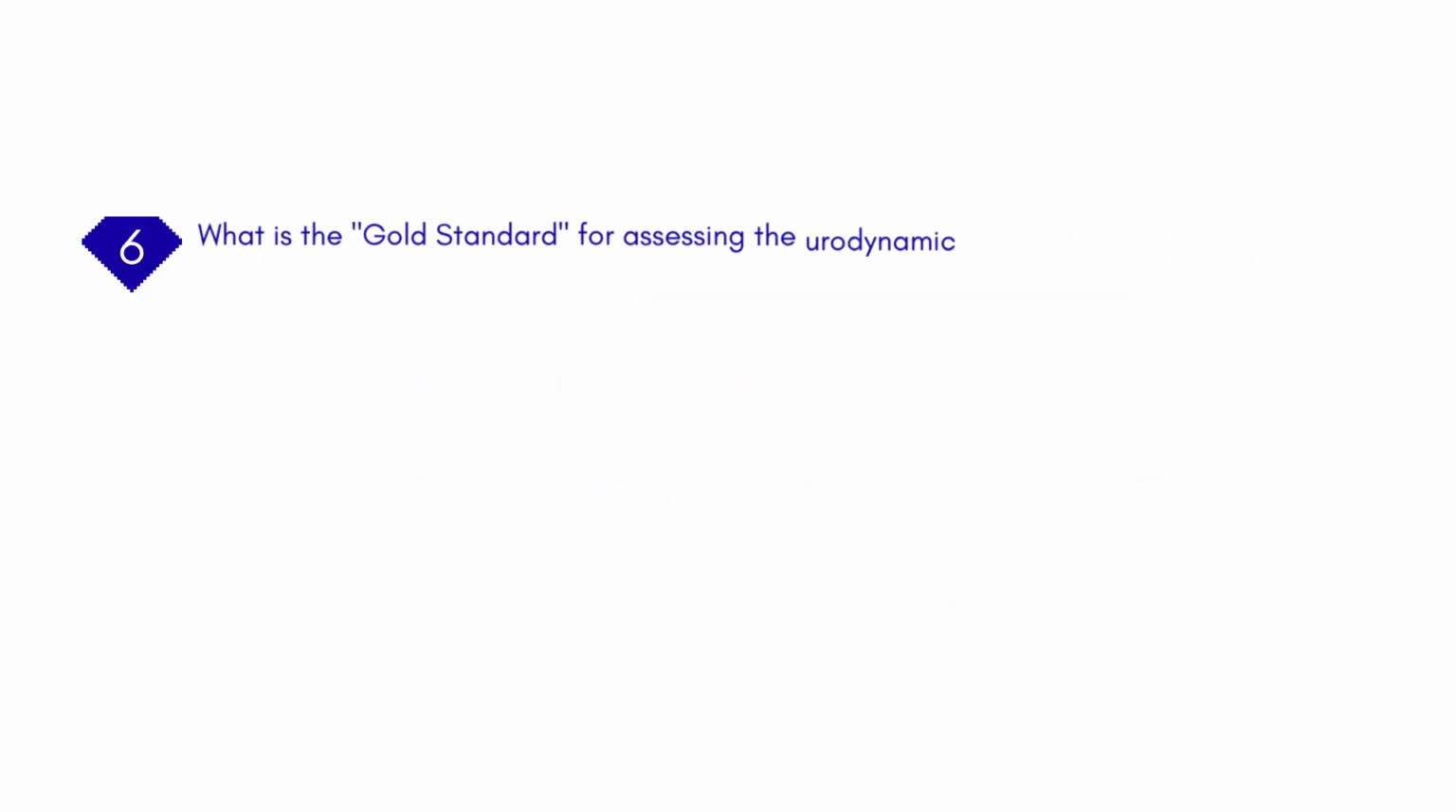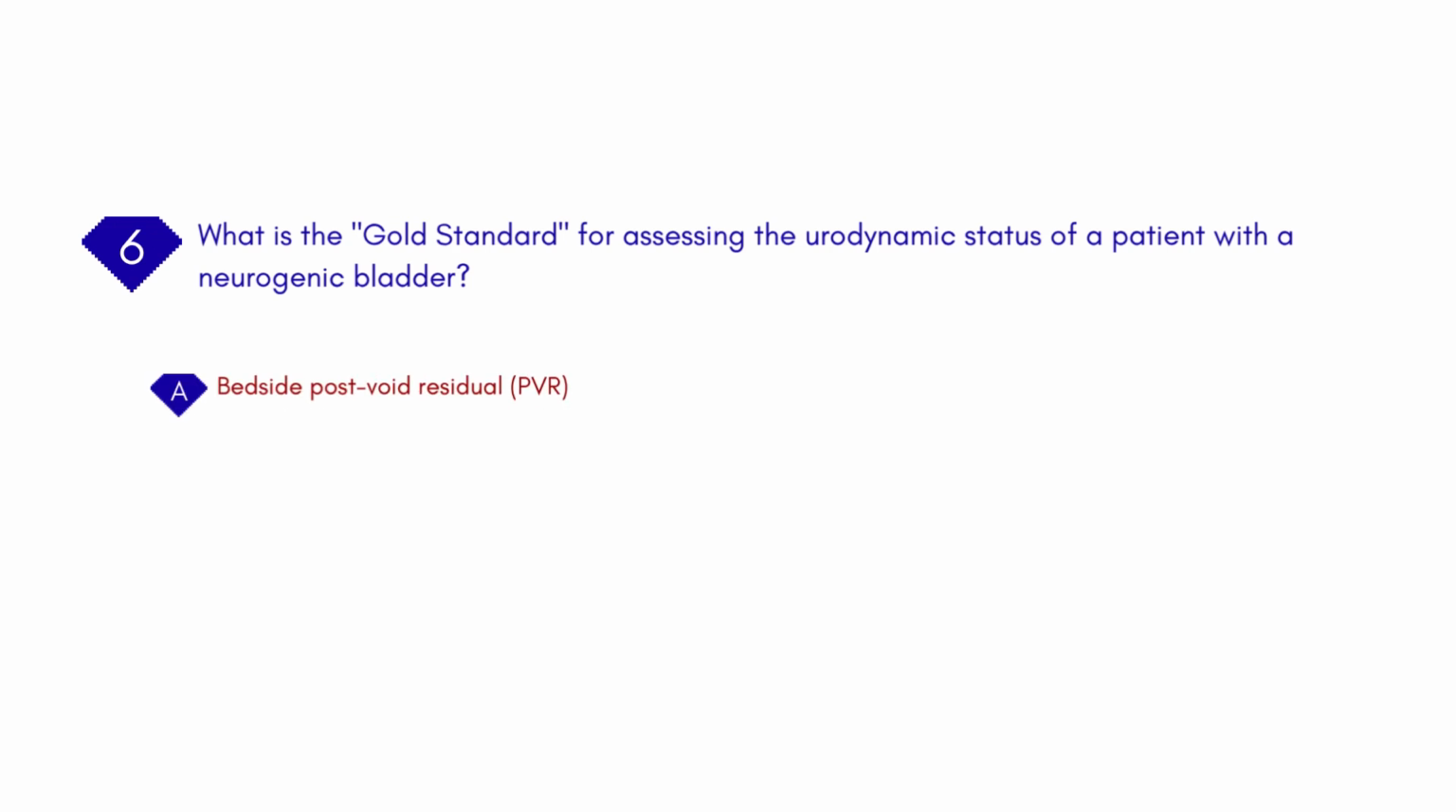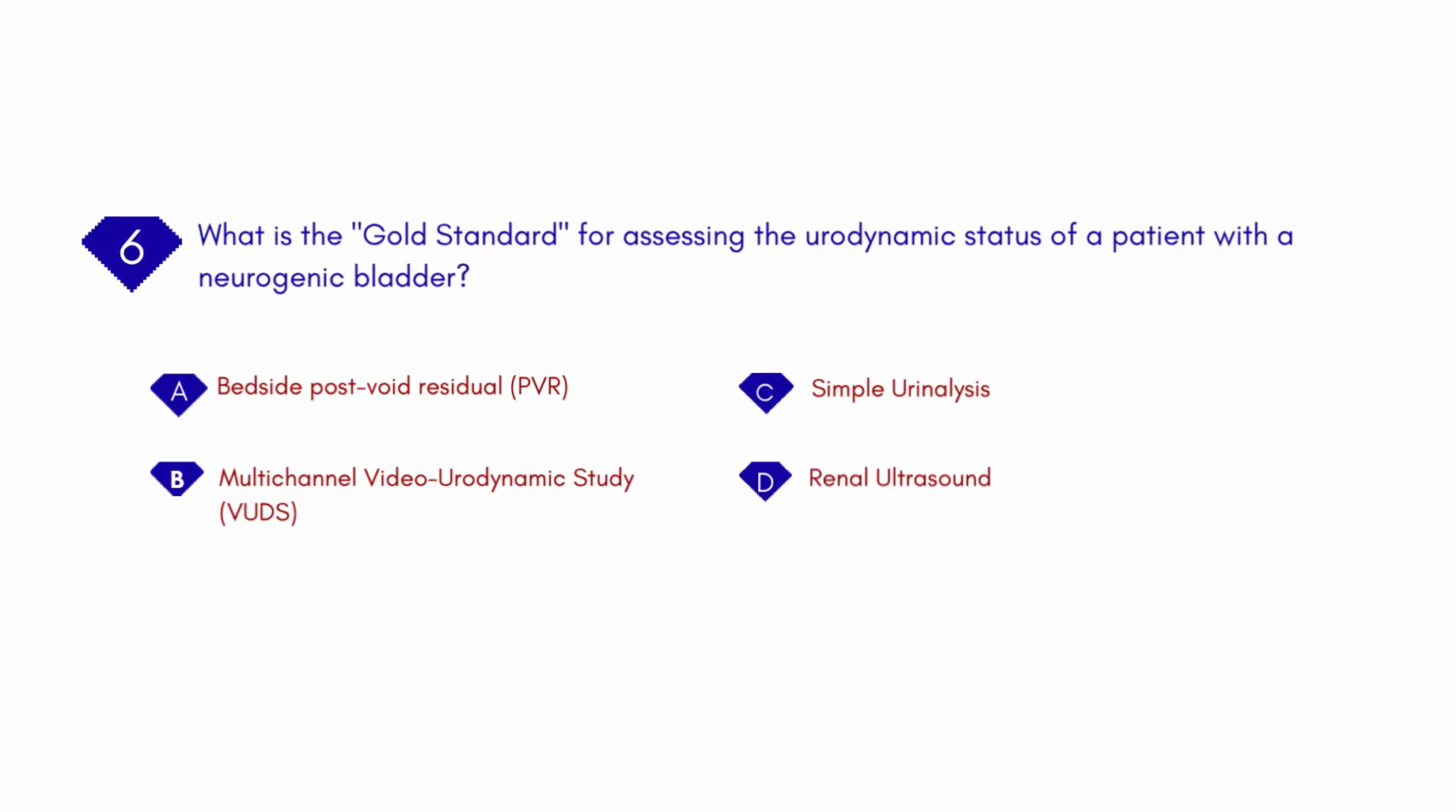What is the gold standard for assessing the urodynamic status of a patient with a neurogenic bladder? A. Bedside post-void residual, PVR. B. Multi-channel video urodynamic study, VUDS. C. Simple urinalysis. D. Renal ultrasound. Answer: B. Multi-channel video urodynamic study, VUDS.